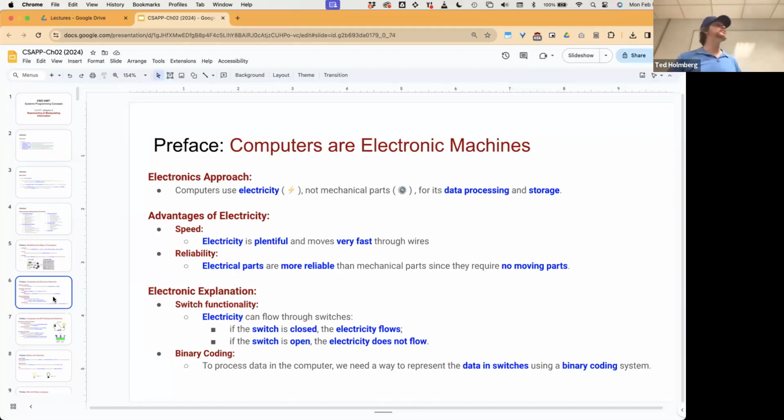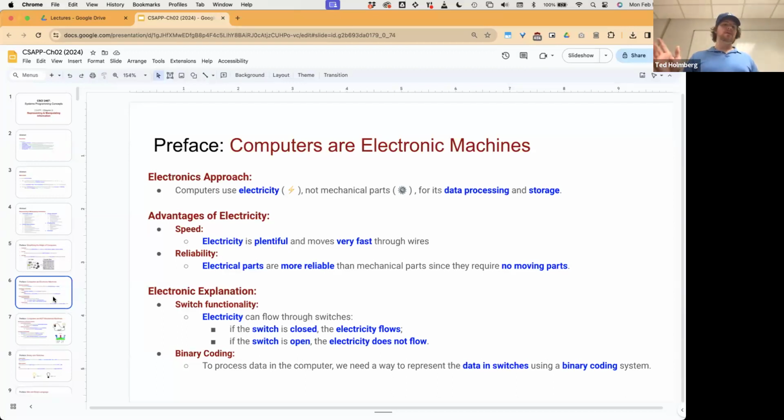What's the advantage of using electricity? Speed, right? There's a reason why computers are so fast. They operate at the speed of, well, electricity, which is damn near the speed of light. Electricity is plentiful and moves fast through wires. It's reliable, so our electrical parts are more reliable than mechanical parts since they require no moving parts, right?